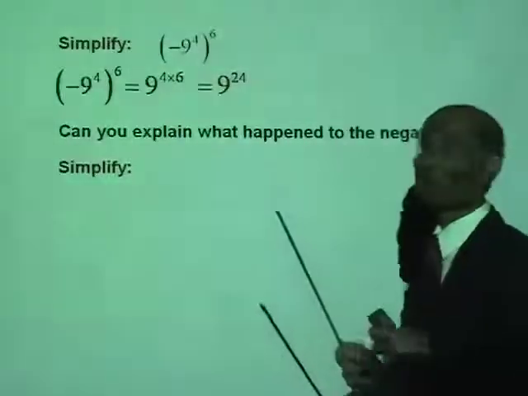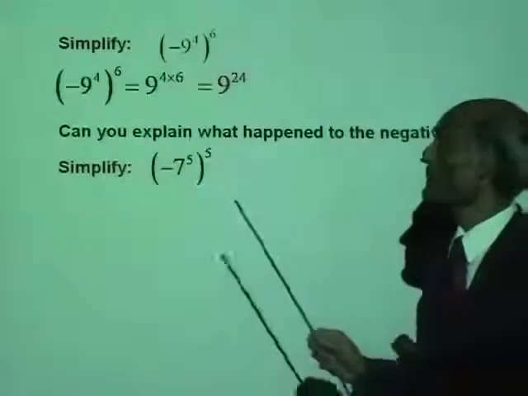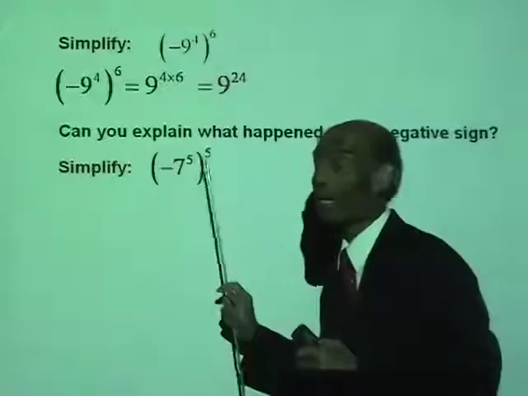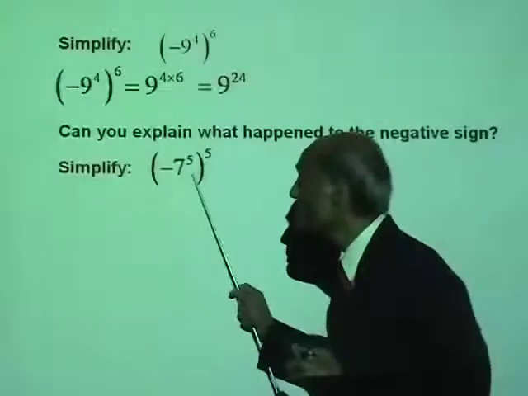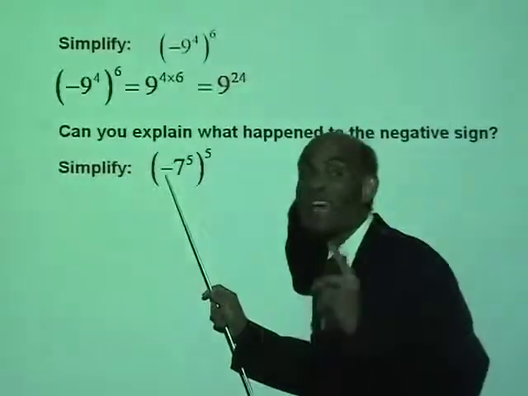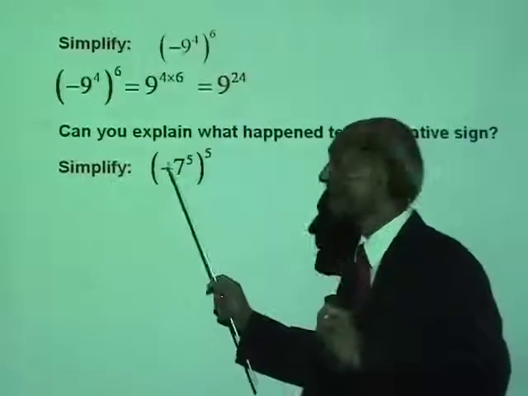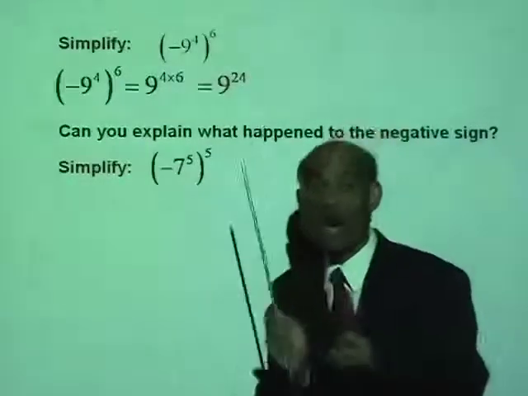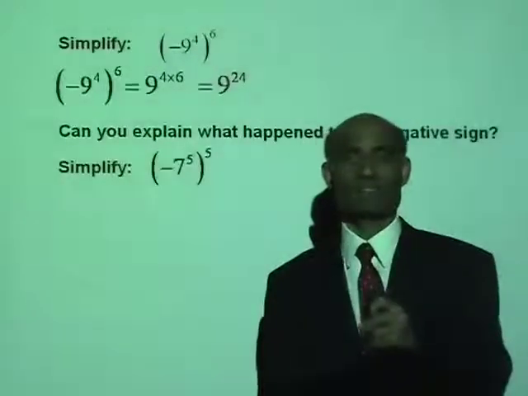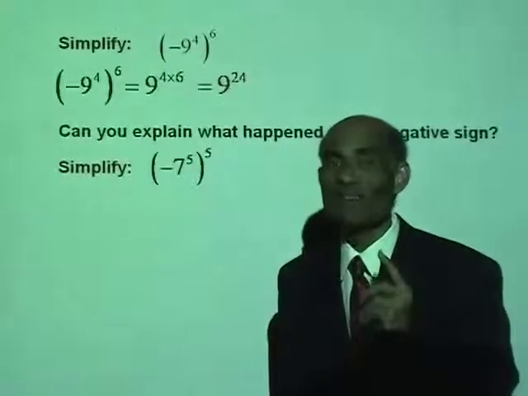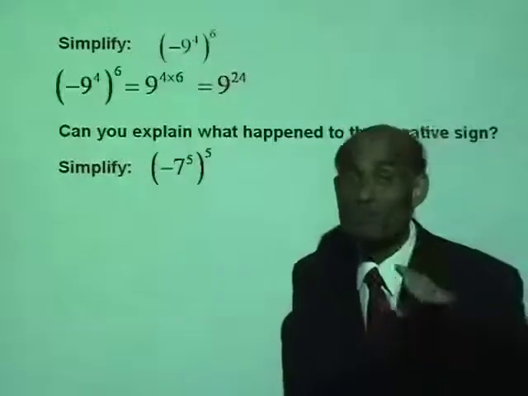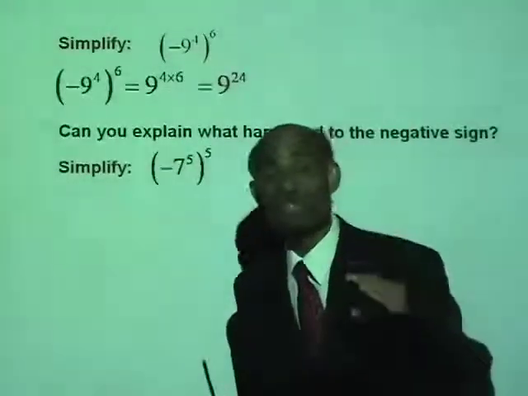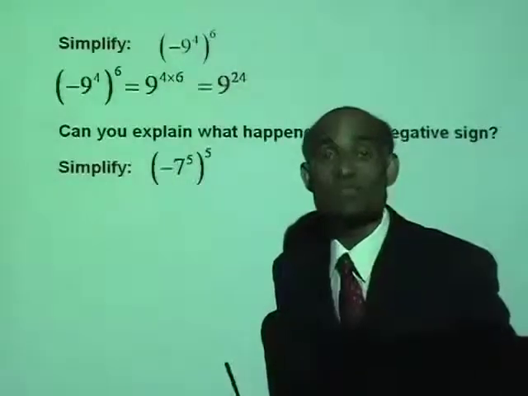Alright, let's do another one. Simplify. Negative 7 to the power of 5. Again, inside the parenthesis, you got a negative number. And that negative number this time is raised to an odd power. What does that mean? The result will be negative. So when you simplify this, the result is going to be negative.